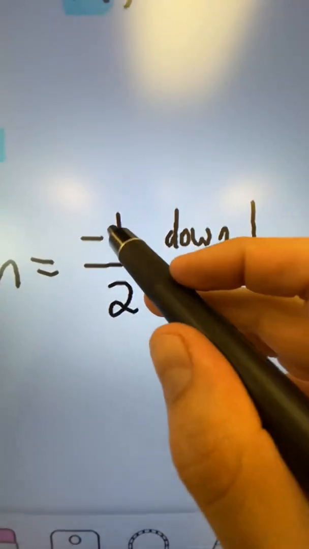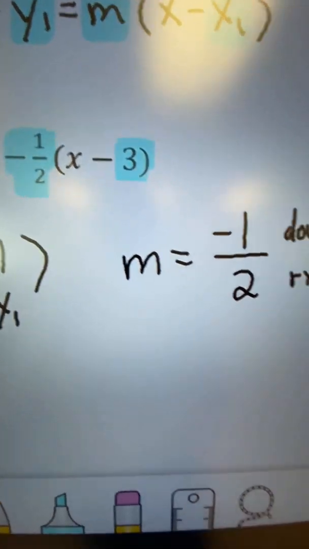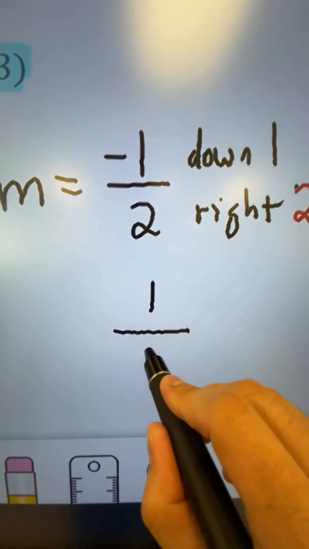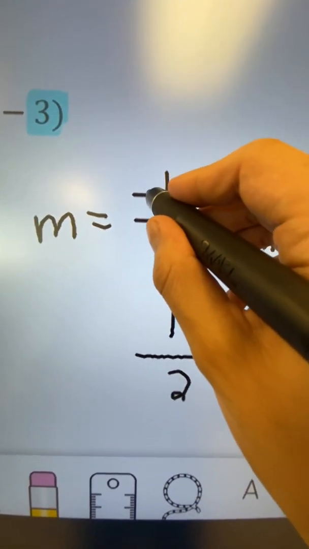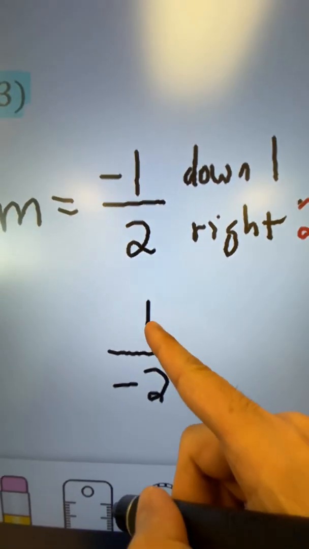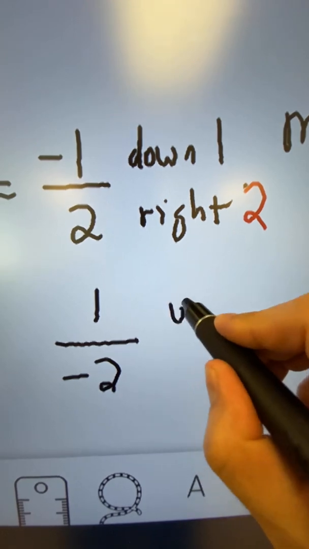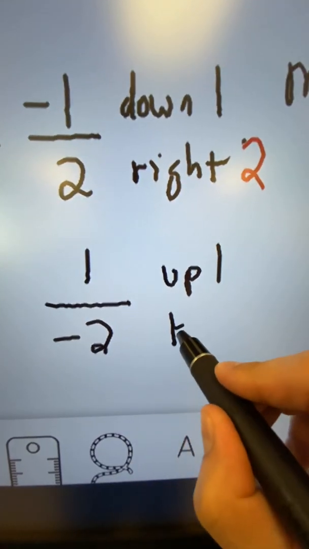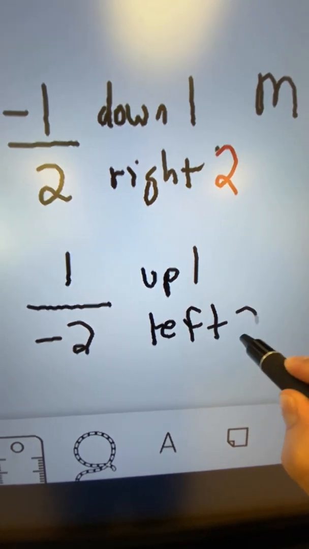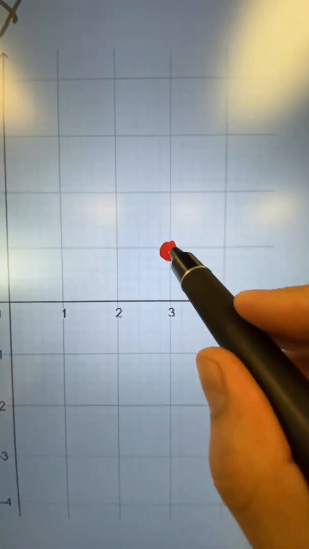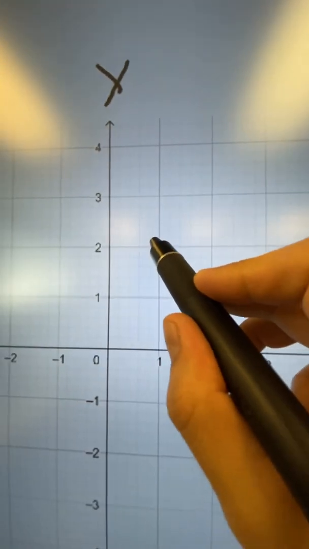So instead of doing down 1, right 2, I told you earlier that you could put the negative on the bottom and it does not matter. So watch, this is what I mean. Instead of putting the negative 1 up top, I'm going to put it on the bottom. And now this top number, a positive 1, is telling me to go up 1. And the negative on the bottom is telling me to go left 2. So I'm going to do that, and you're going to see, look, up 1, left 2. So from here, if I go up 1, left 2, I end up over here.